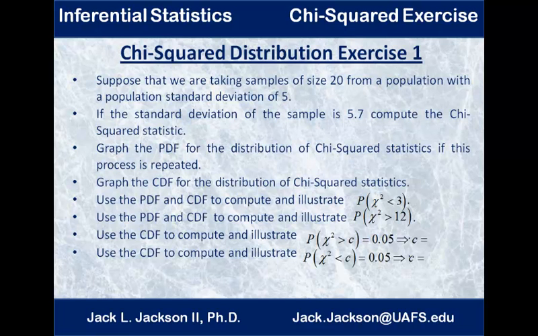and of course we have to do this with only the CDF, but use it to compute some inverse probabilities. The first one is a right tail probability of 0.05. What's the critical value? What's the boundary value there of that right tailed area? And then the last one is a left tailed area. So let's take these one at a time, all related to this same situation where we're taking samples of size 20. Population standard deviation is 5.